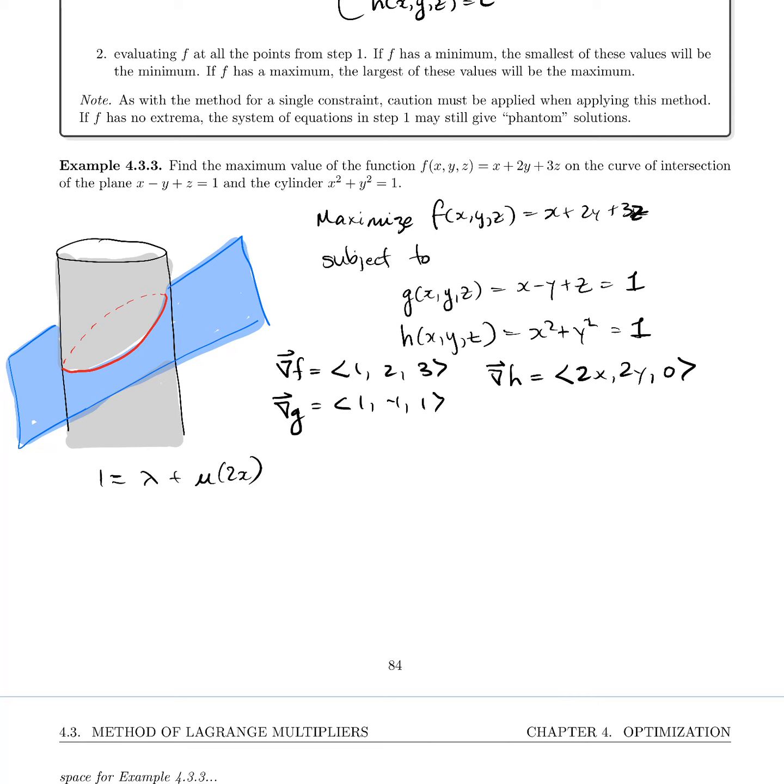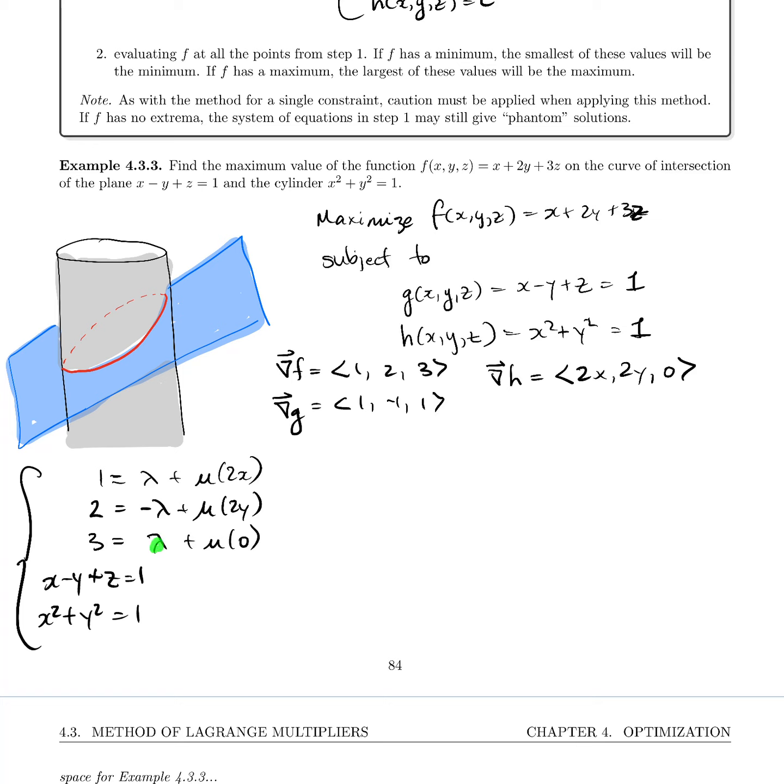Next we get, on the y components, 2 is equal to minus lambda plus mu times 2y, and 3 is equal to lambda plus mu times 0. That's really nice. Lambda is solved for already. Now with these two, we also need the constraint equations. So let's put them into our system of equations. x minus y plus z is equal to 1, and x squared plus y squared is equal to 1. This is the system of 5 equations, 5 unknowns that we need to solve.